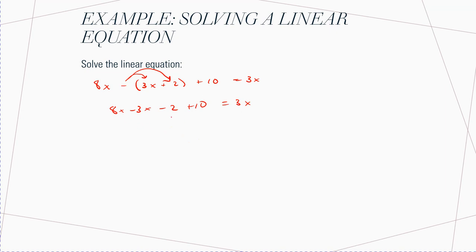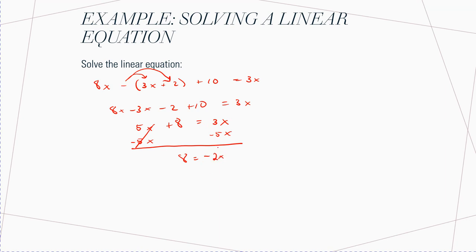Now let's clean this up. Let's combine like terms. 8x minus 3x, well, that gets me 5x. Minus 2 plus 10 gets me plus 8. And this is equal to 3x. So now there's a couple ways you can solve this, right? Okay, so I've got variables on both sides. So let me move this 5x over. Okay, so 5x, I'm going to subtract 5x. So 8 is equal to, so 3x minus 5x gets me minus 2x.